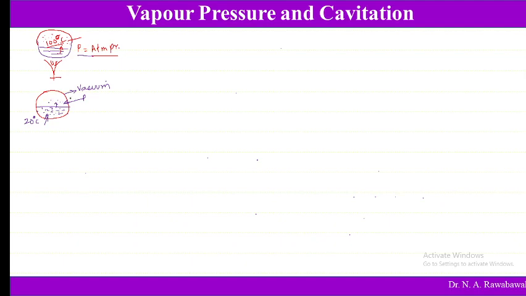So when this pressure reaches the vapor pressure of the liquid or falls below it, at that time the water will start to boil even at a temperature of 20 degrees Celsius. This pressure, at which the liquid starts to boil or gets converted into vapor, is known as the vapor pressure. Now let us consider a pipe of varying cross section.